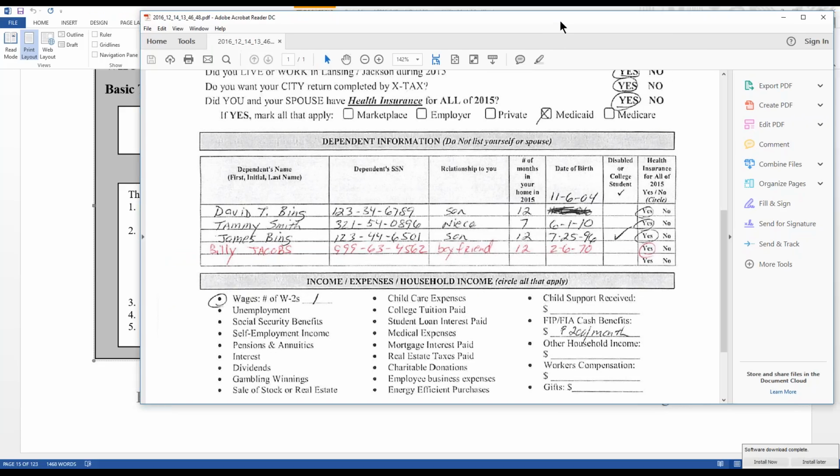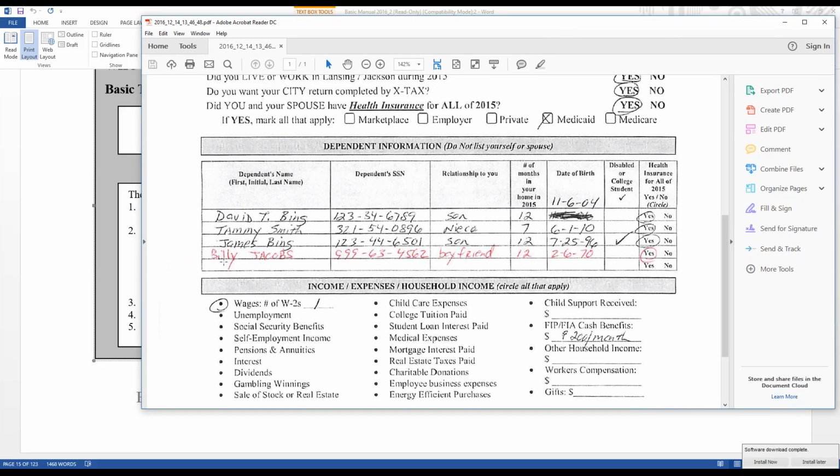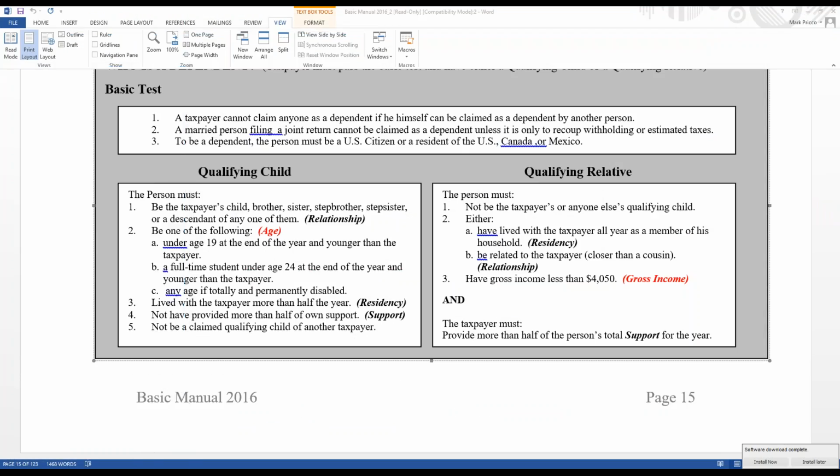Once they say yes, or whatever the answer is, if they say no, then you're just going to cross this off because they're not considered a dependent. And then the next step is you're going to fill this information into Drake on screen 2. But this is how you're going to determine if you actually have a dependent to put on Drake on screen 2 or not.